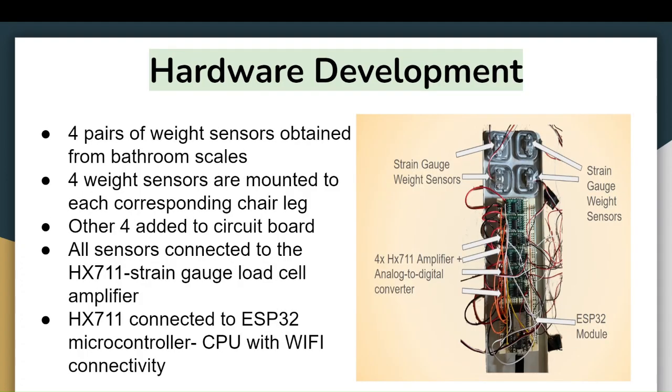For the hardware development of the device, how it works is that essentially four pairs of weight sensors were obtained from bathroom scales. Those four weight sensors are then mounted to a corresponding chair leg, because the presence or absence of weight on the chair can be translated into a sit or a stand performed by the patient. Another four sensors are added to the circuit board, which can be seen over here. And all of these sensors are connected to the HX711 strain gauge load cell amplifier.